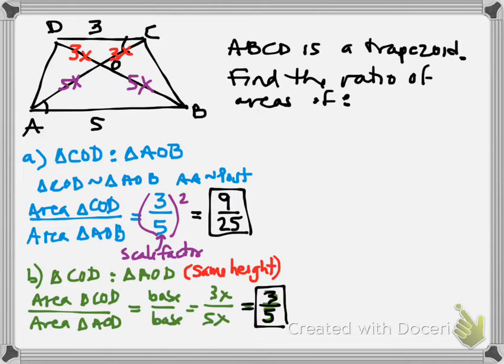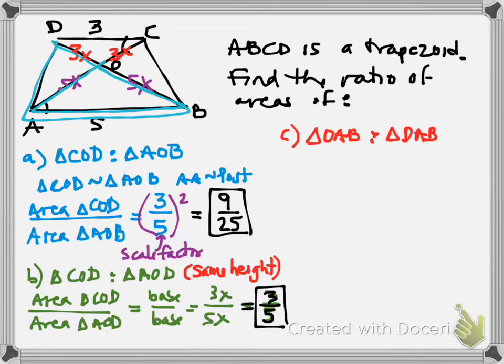And then the last one wants me to look at triangles OAB and triangle DAB. So let's highlight that one for just a moment. So AOB, or OAB, this triangle, and DAB, what do those triangles have that's the same? Base. So they have the same base. So we're supposed to compare their heights.